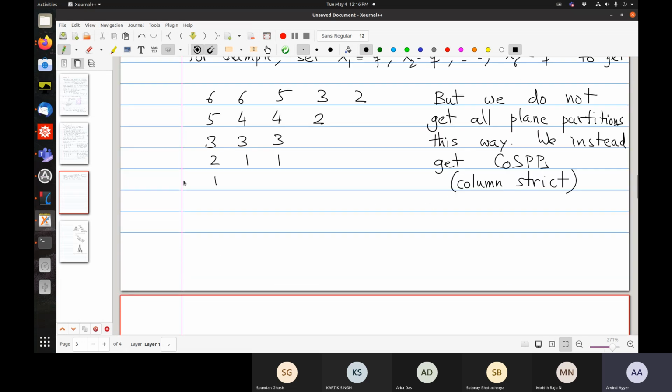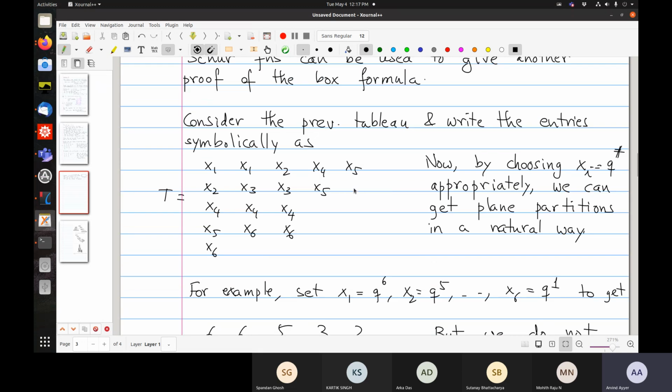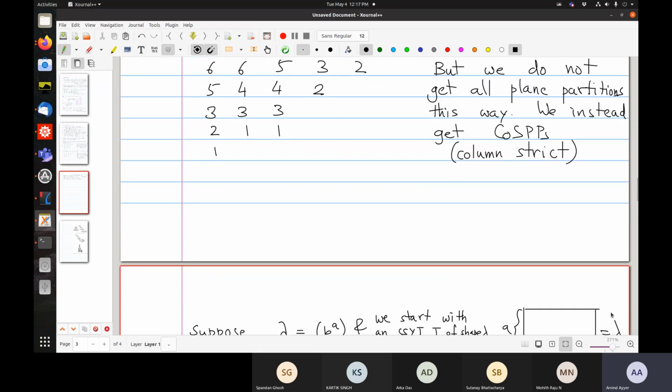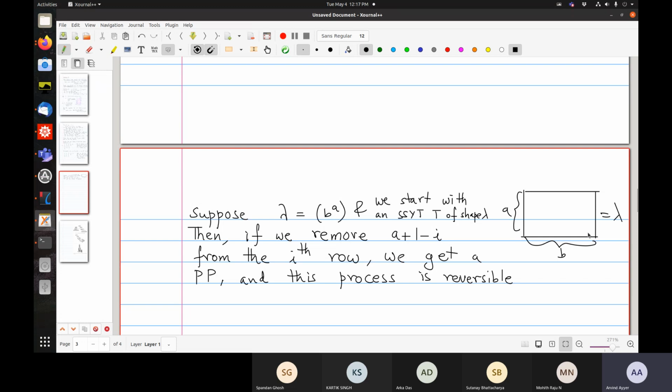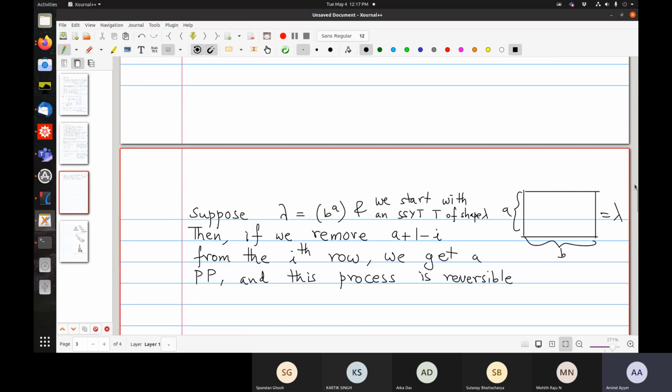So you see, for example, you can get the empty plane partition also this way. If the semi-standard tableau were ones, twos, threes, fours, all the way up to A, then when you do this operation, you will get A minus 1 all the way up to 1, and then when you subtract, you will get the empty plane partition.